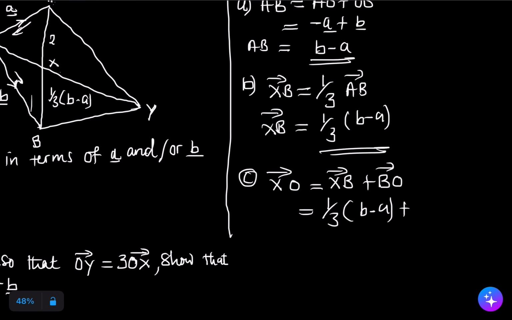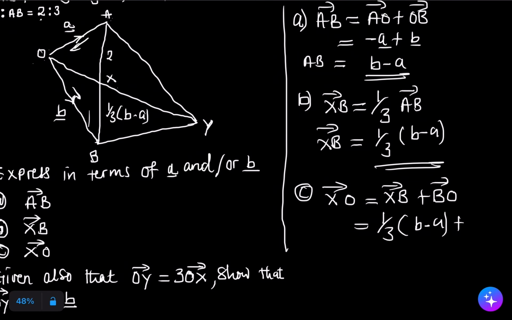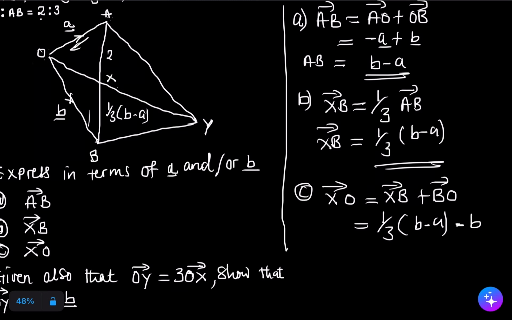If we look at our OB or BO, we are given negative vector B. This would be negative since we are opposing the direction. The direction is to this side, and now we are going in the opposite form, so it will be negative. Let me put a negative here. We are going in an opposite direction, so it is negative B.